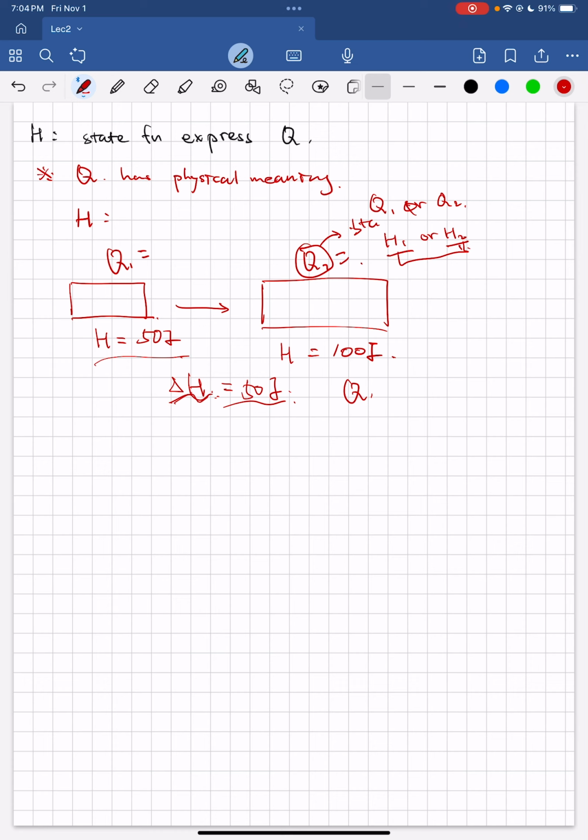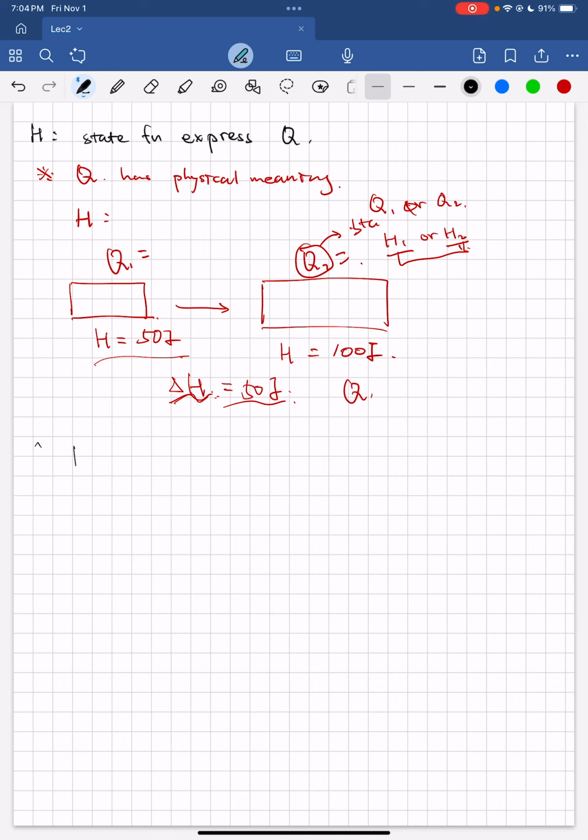Now we are going to finalize. Okay, before we finalize, I'll show you another example.